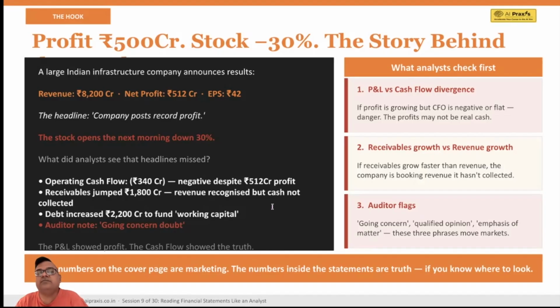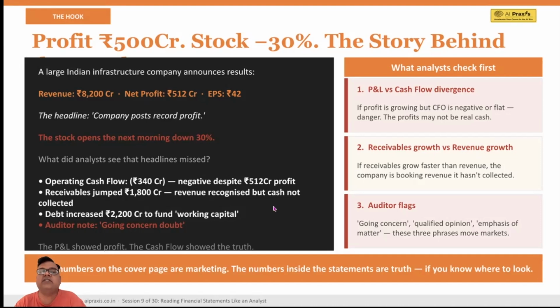Now scale this up. When you start scaling this up, you may end up with something like 1,800 crore. This could be uncollected revenue. It will come, but it has not come yet. That explains why profit is high but cash is missing. So this is your second red flag.